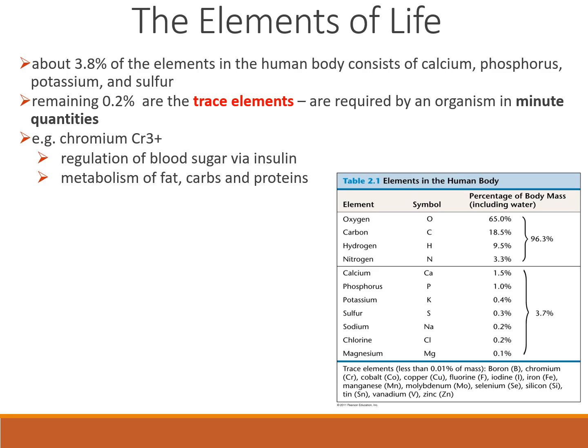Iodine is critical for the formation of the metabolic hormones T3 and T4. Without iron, hemoglobin would not be able to bind oxygen and transport it in the body. Even things like molybdenum and selenium and vanadium and zinc, these are in very small quantities in our body, but they're really important because they can function as cofactors in metabolic processes.